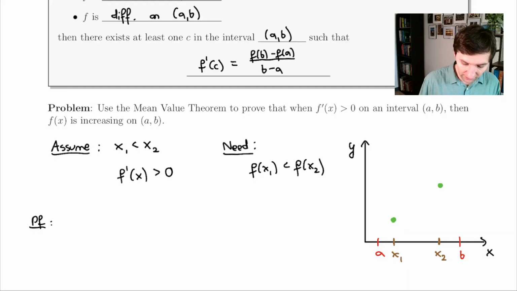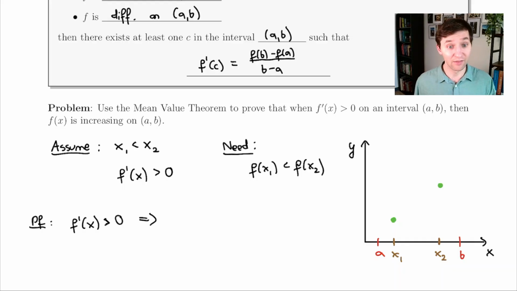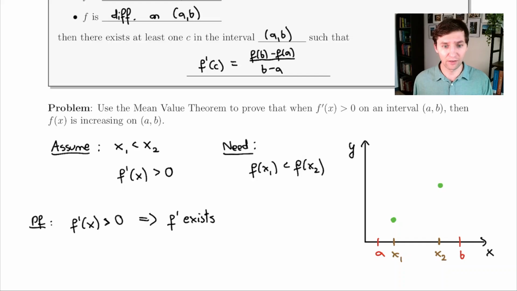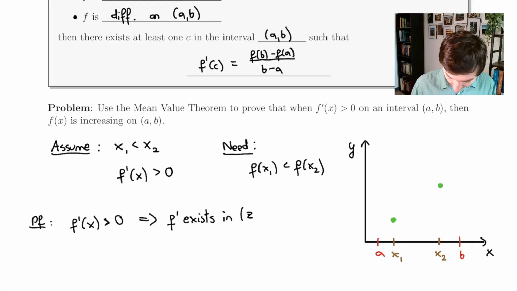Note that we can assume that the derivative is greater than 0. In particular, this implies that the derivative exists. To be greater than 0, the derivative must exist. So this means that f prime exists, which is the same thing as saying this function is differentiable. This function is differentiable everywhere here, which means the derivative exists in the interval from x1 to x2.